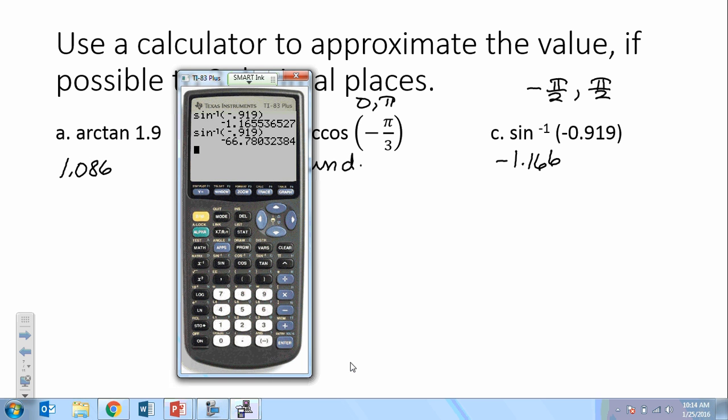We have a ratio for the tangent. The opposite over the adjacent is 1.9. Tell me the angle who has that ratio. This happens to be in radians.